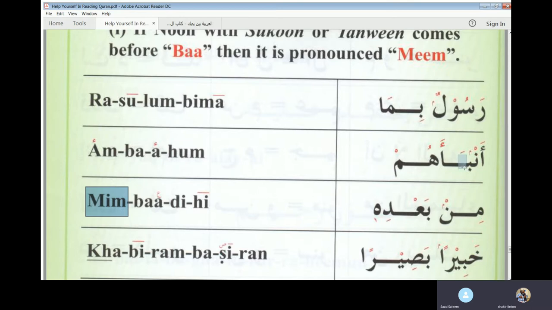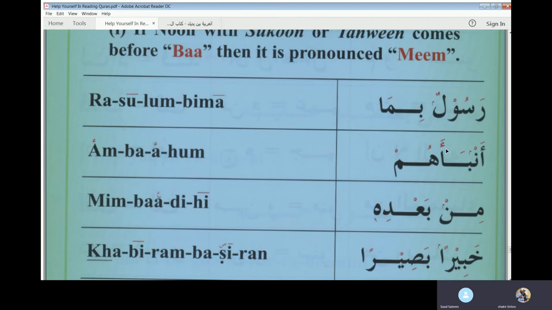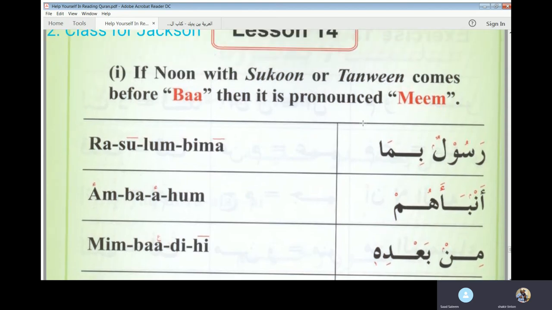Similarly here, we have a ba, and before ba we have a sukun, so this sukun will change into meme. It will become ba-ahum. So noon and sukun is disappeared, is ignored. It changes into meme. Okay, that's why the little meme is next to it. Okay. Rasulun bima.